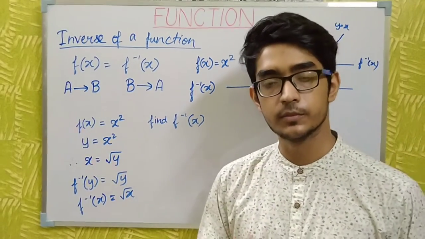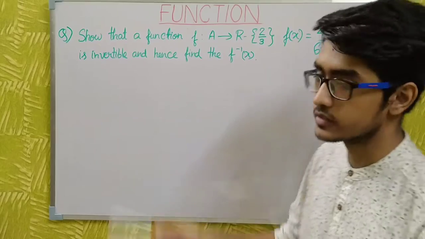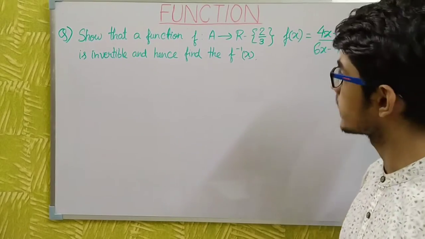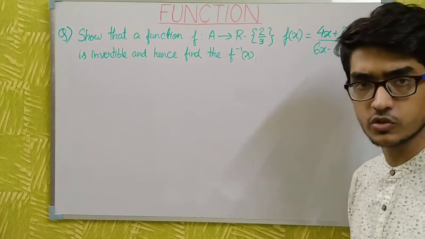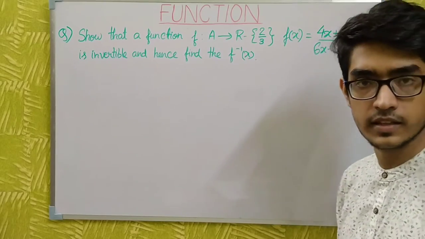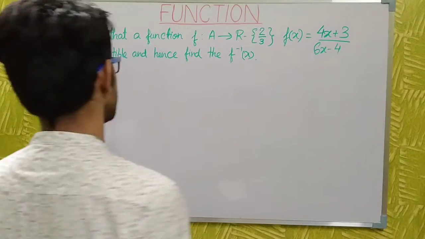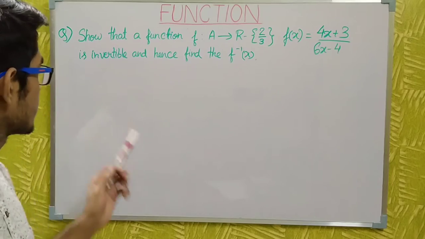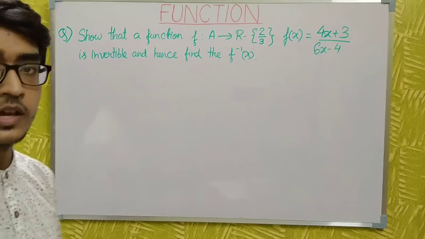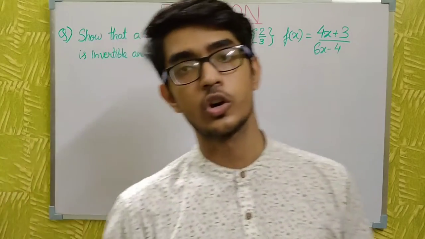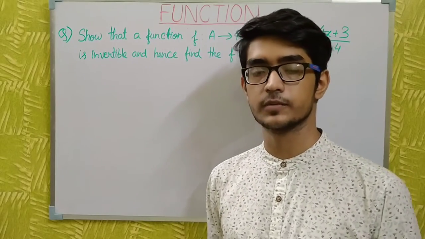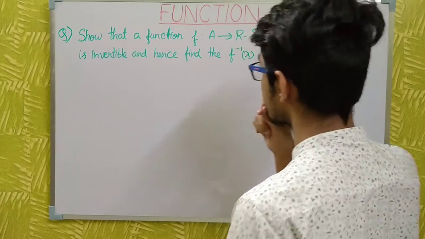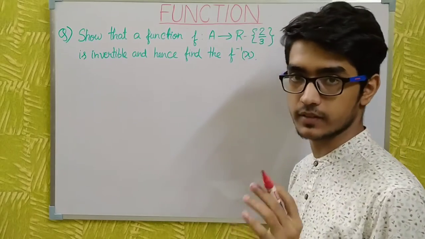Okay, now let's move on to the sums. Let's do some sums. Show that the function f from A to R minus 2 by 3, f(x) equals 4x plus 3 by 6x minus 4, is invertible, and hence find f inverse x. Here it is written that we have to show that it is invertible. Sometimes it can also be told to show it is bijective. You all know that if it is bijective, then it is invertible. So first let's show that it is bijective. For bijective we have to show injective and surjective.